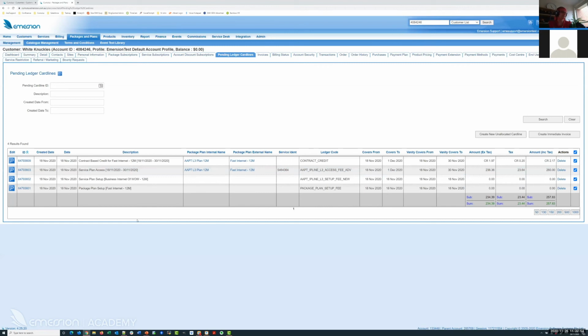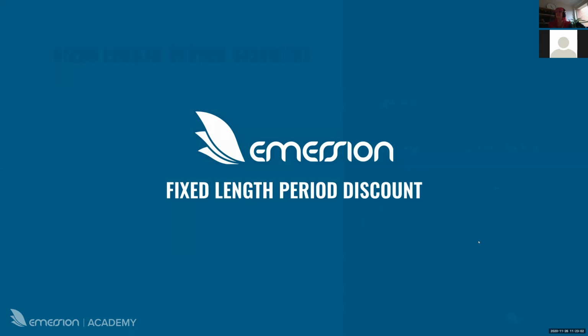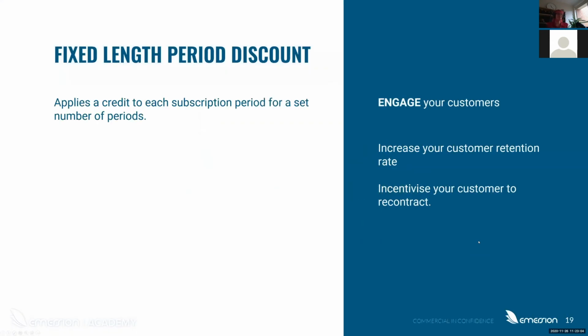Okay, and our last one. The fixed length per period discount. So this works very similar to the ongoing per period credit, but you can define how many periods the discount is going to be applied for. With the other one, you can't. As long as they're under contract, they get that credit.